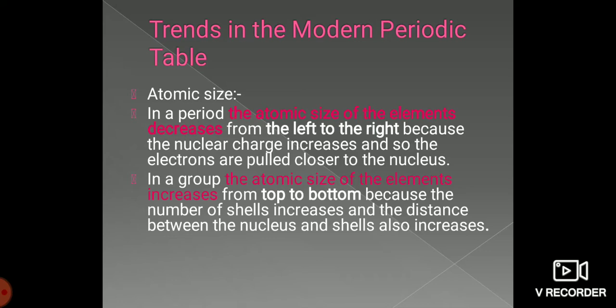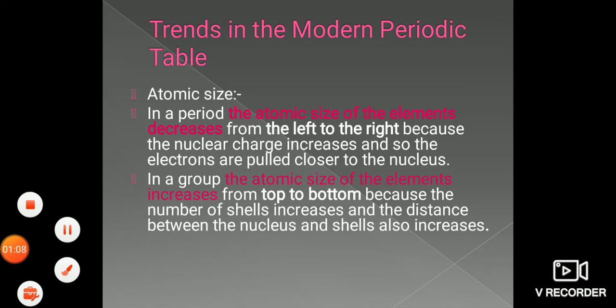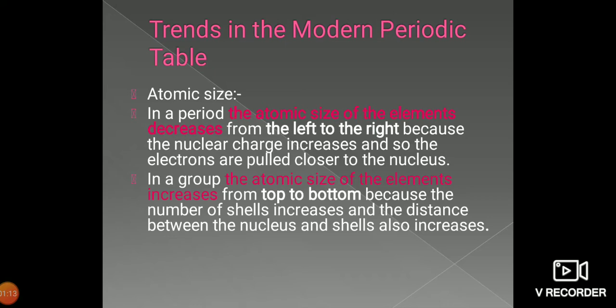As we all know, in the modern periodic table there are 18 groups and 7 periods. So depending on the periods and groups, if we move from left to right in a period, and in a group if we move from top to bottom, then what happens and how the different terms like atomic size, metallic and non-metallic property depend. So let us go one by one. First is the atomic size.